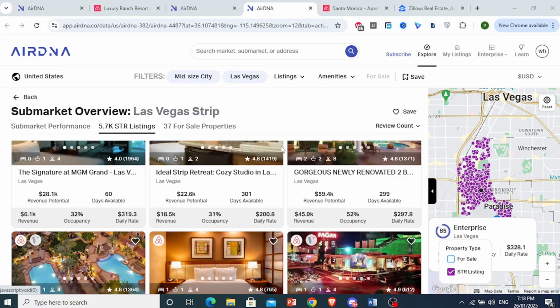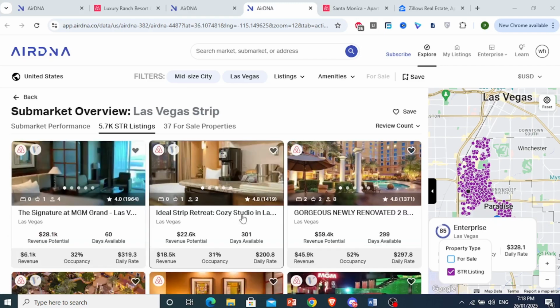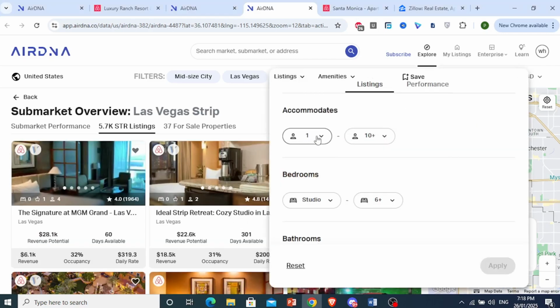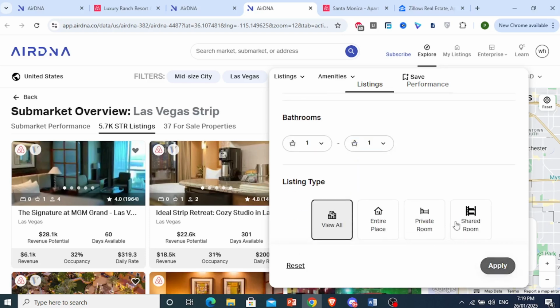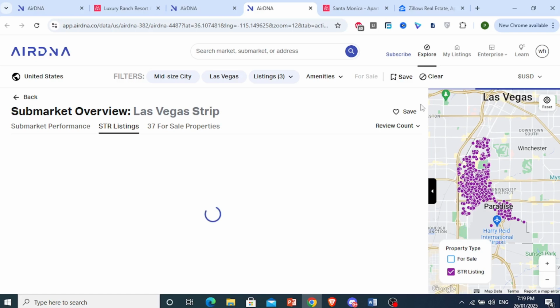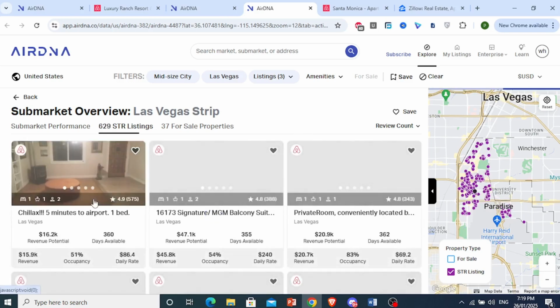Now, if you want to be specific, maybe you're looking to buy only a 1 bedroom. What you can do is come here, click on listings, and choose how many people you want it to accommodate. Let's say 1 or 2 people, right? 1 to 2 people. You want it to be a 1 bedroom. We'll do 1 bedroom, 1 bath. Let's look at these properties. 1 bedroom, 1 bath properties to look at.